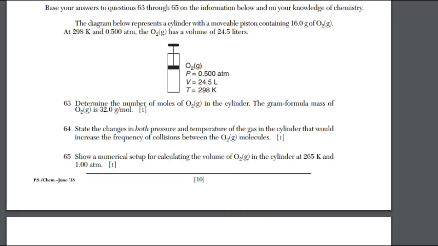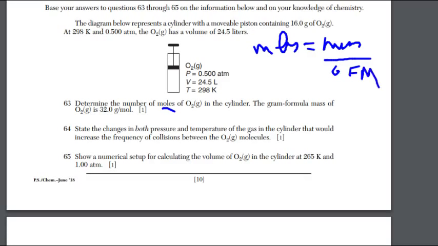All right, so let's go ahead and calculate moles. So moles is equal to mass over gram formula mass. So we have a mass of 16. So it's 16 divided by 32. Plug it into your calculator, please, and then it's 0.5 moles.